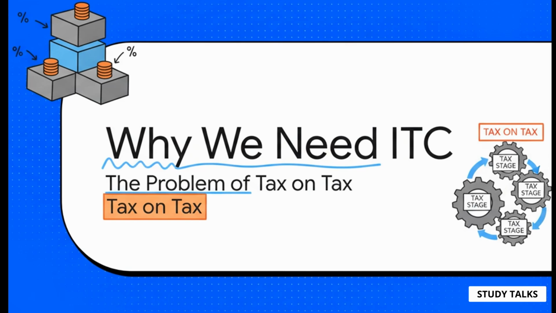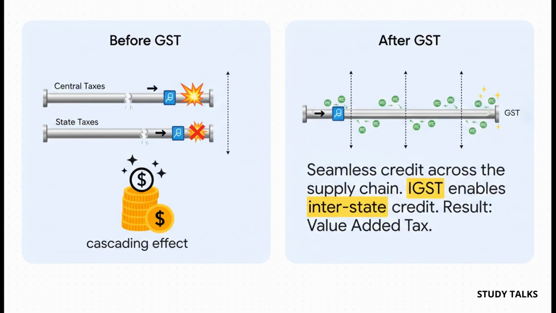It all boils down to this really nasty issue from the old tax days called the cascading effect. Or, to put it simply, tax on tax. So, back before GST, the whole system was just broken. You had central taxes, you had state taxes, and they didn't talk to each other. You couldn't use the credit from one to pay off the other. And if you bought something from another state, forget about it. You'd often lose the credit completely.